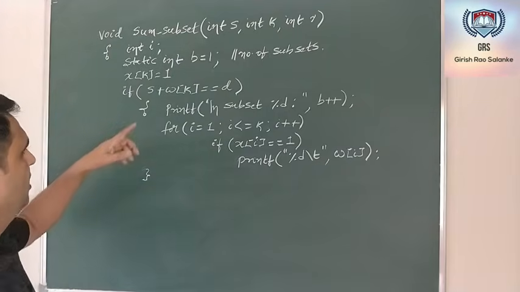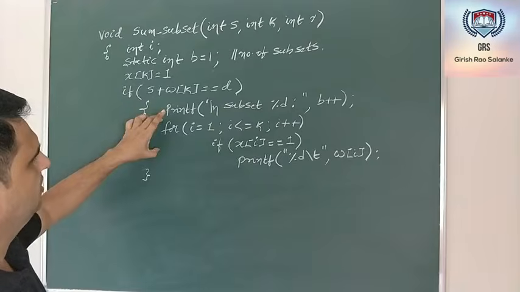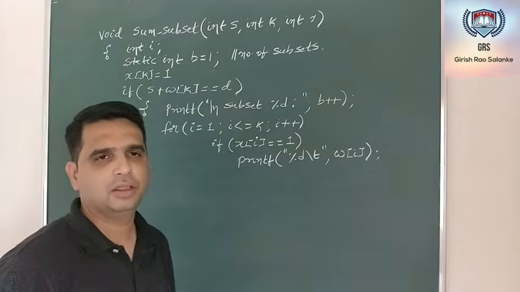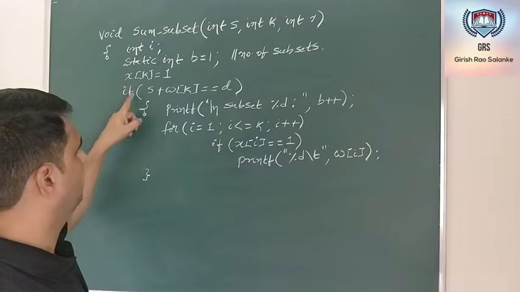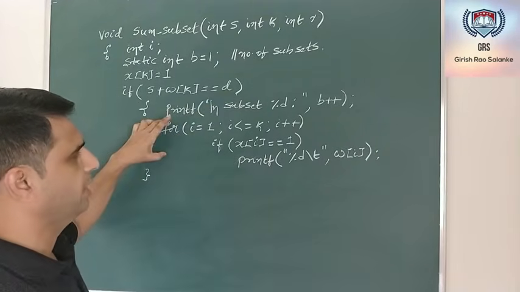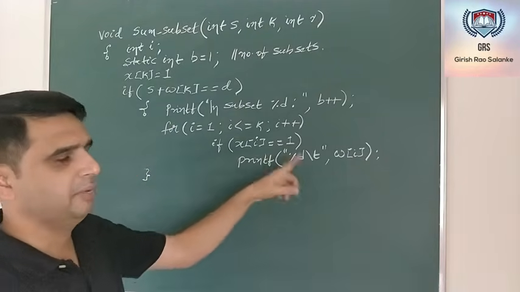Let me check once again. s plus wk is equal to d. That was maybe in case of the algorithm. If you have noted, if s plus wk was equal to d, I would have used a statement to print x of 1 to n. So this is what I am printing.